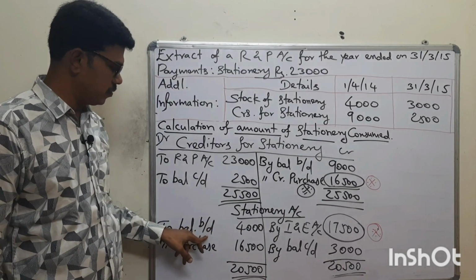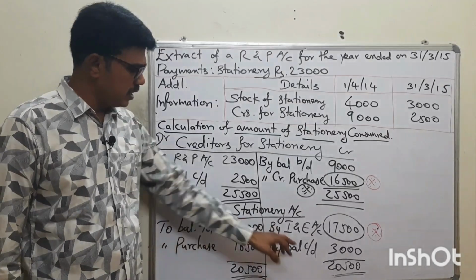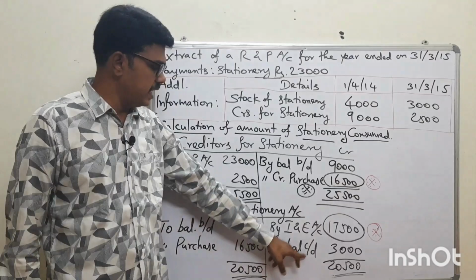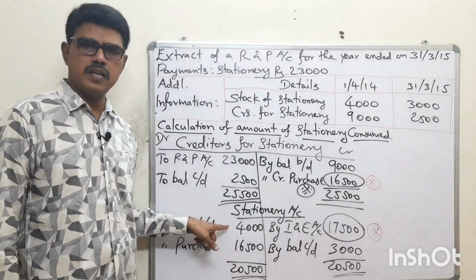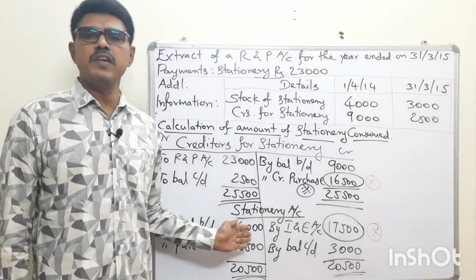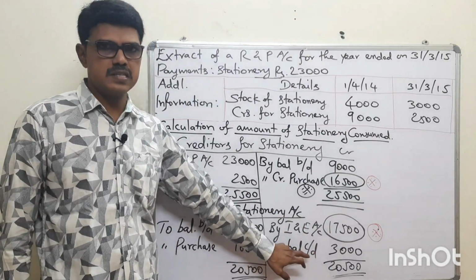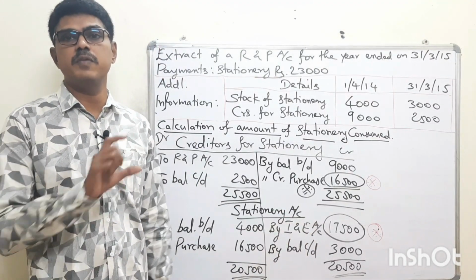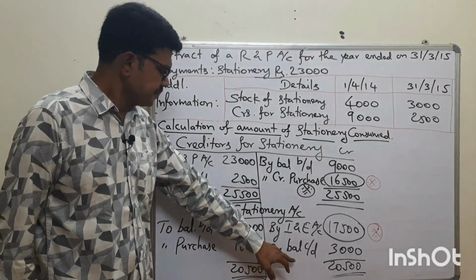To balance brought down. And opposite to the opening balance, we should write the closing balance in the credit side. By balance carried down, 3,000 rupees. If we write the opening balance in the debit side by using the rule, simply we should write the closing balance in the opposite side, right? If you have any doubt, please refer to my debit credit rule video. There I have explained this in detail.